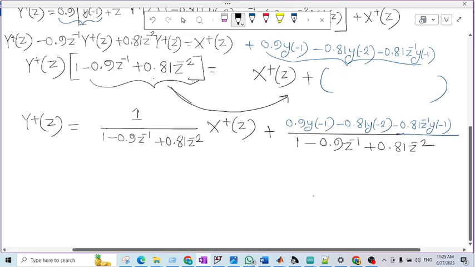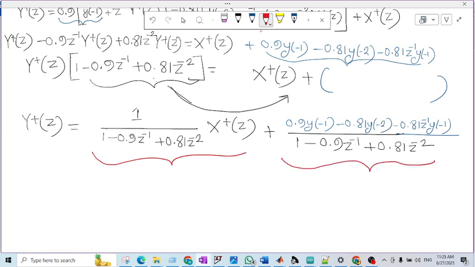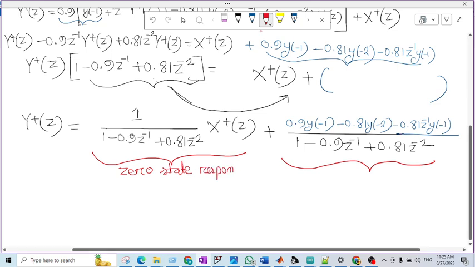Okay, now let's analyze these two terms. You have two terms here, right? One is this and another is this. So the first term is called the zero state response, and the second term is called the zero input response. Let's talk about the first term.